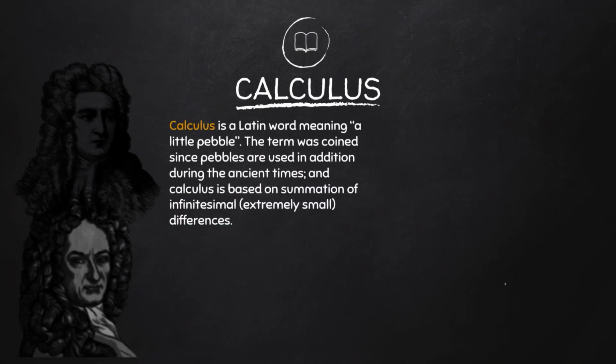Calculus came from the word little pebble. The term was coined since pebbles were used in addition during the ancient times, and calculus is based on summation of infinitesimal or extremely small differences. When we are talking about calculus, we are analyzing small parts of a whole.